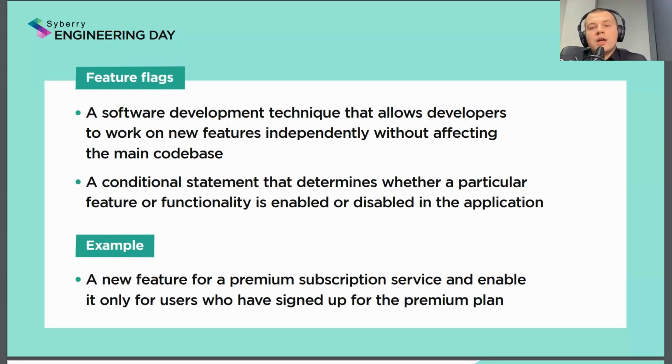Overall, feature flags allow developers to work on new features independently without affecting the main code base, reducing the risk of conflicts, regressions, integration problems, etc. They also provide greater flexibility and control over feature rollouts, allowing developers to enable or disable features based on specific conditions and user needs.